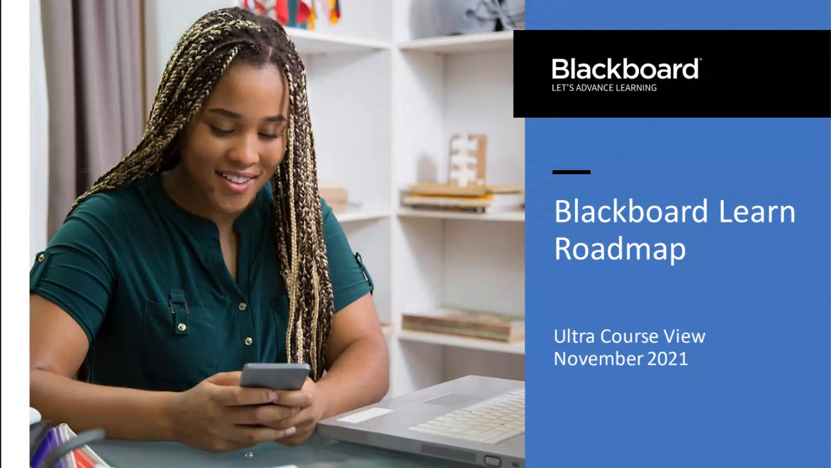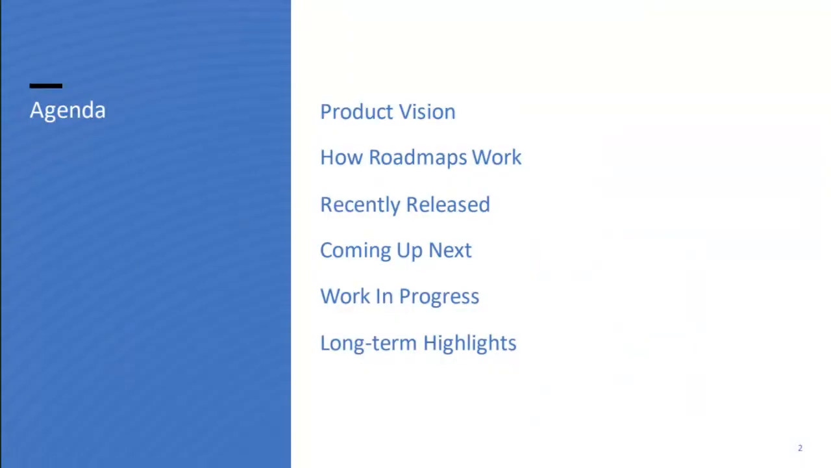This is the second in today's roadmap presentations, as Nico said, around the Ultra Course View. So let's jump straight in. For the agenda for today, similar to how we ran the previous session, I'm going to talk a little bit about how roadmaps work and obviously talk about our product vision as well. And then we break it down into the bulk of today's presentation with my colleagues, talking about the recently released, what's coming up next, the work we have in progress, and obviously some of the longer term highlights as well.